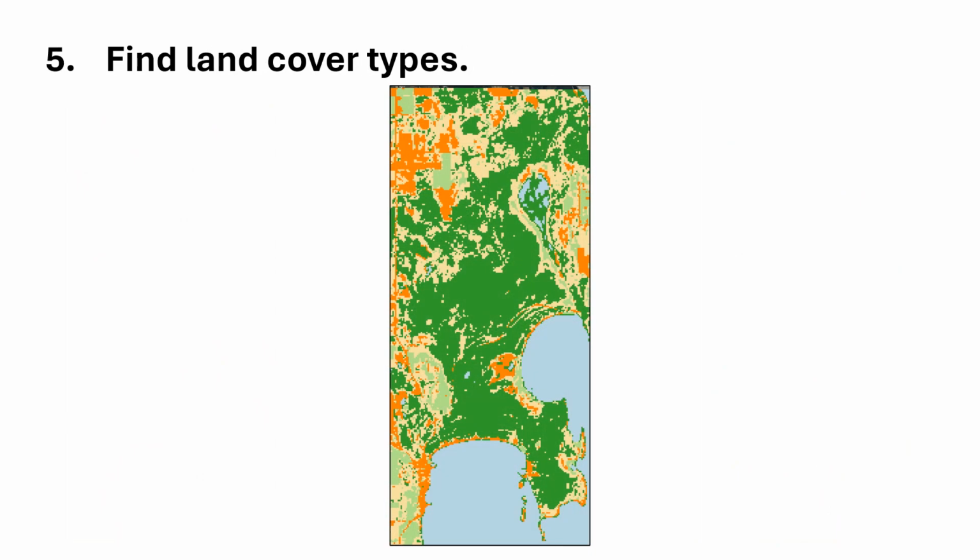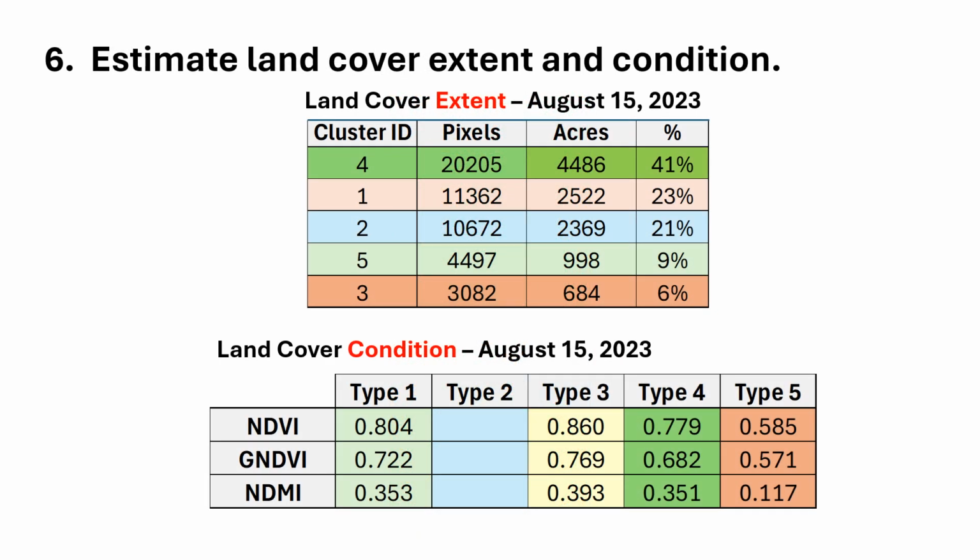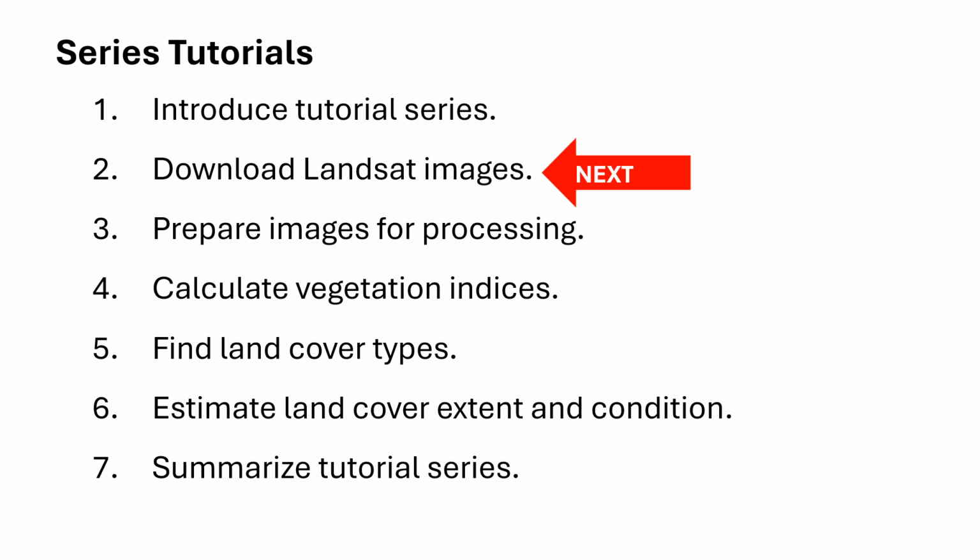We then use QGIS clustering algorithms to distinguish among various land cover types in a selected region of interest. We conclude the tutorial series by showing how to use the results of the preceding tutorial to estimate extent and condition of the land cover types in our region of interest. So with that quick overview, hopefully you are ready to dive in.